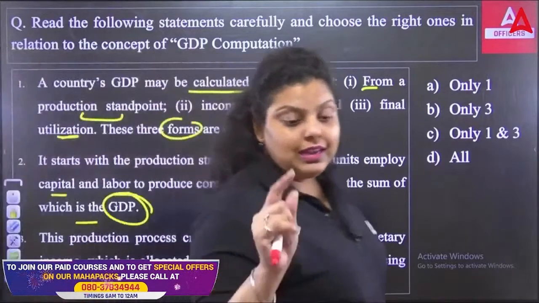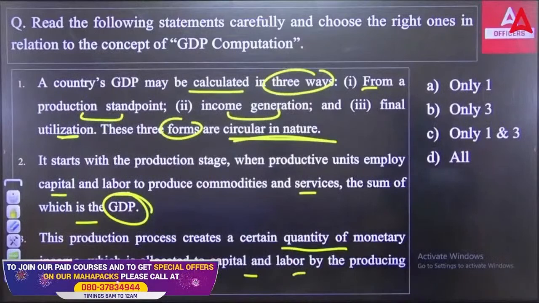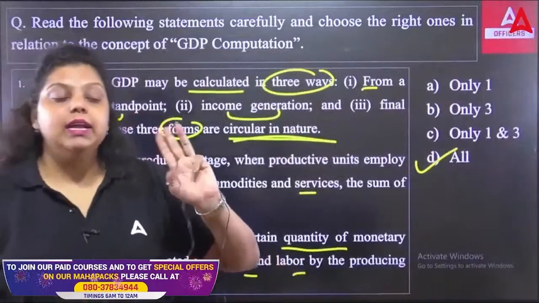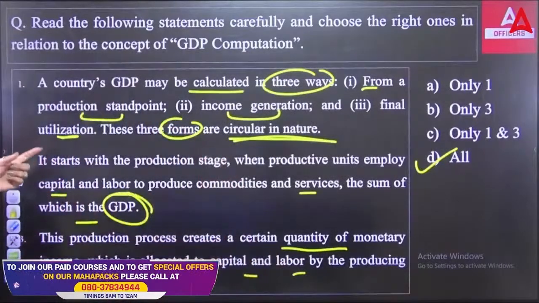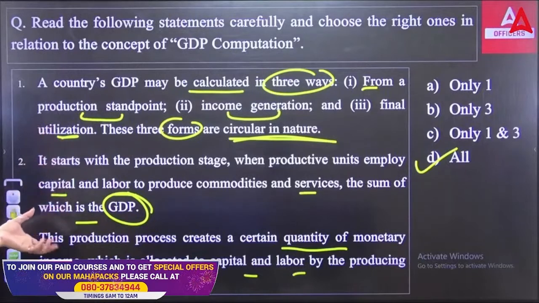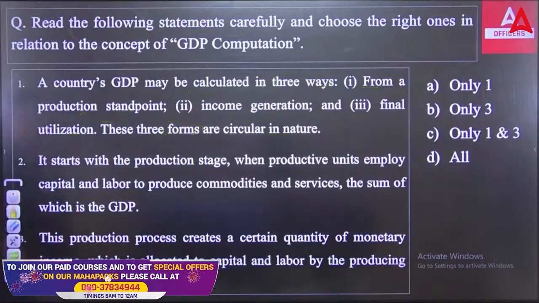So which of the following is correct when you are doing the GDP computation? It's very obvious every statement is correct, because GDP is calculated by the production method, income method and expenditure method. There are three forms defined here: production, income and expenditure. First is correct. Second is also correct. It starts with the production. You are doing production of all final goods and services within the geographical boundary of a country. That's production. Third, the production process creates a certain quantity of monetary income, and that will be counted here. So the right answer will be D option.